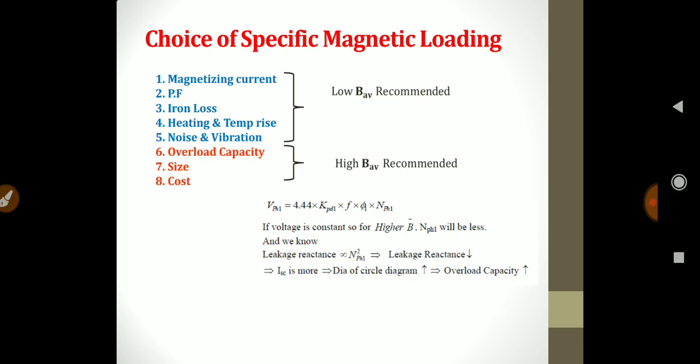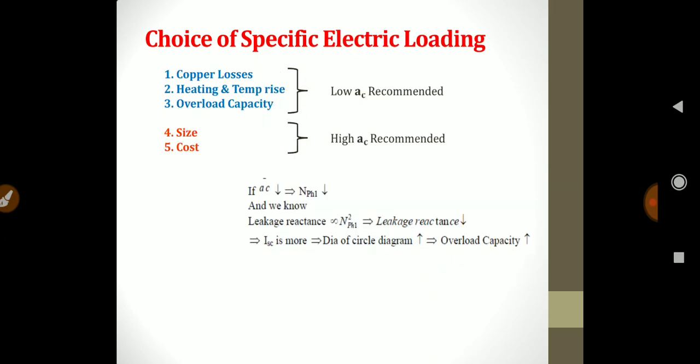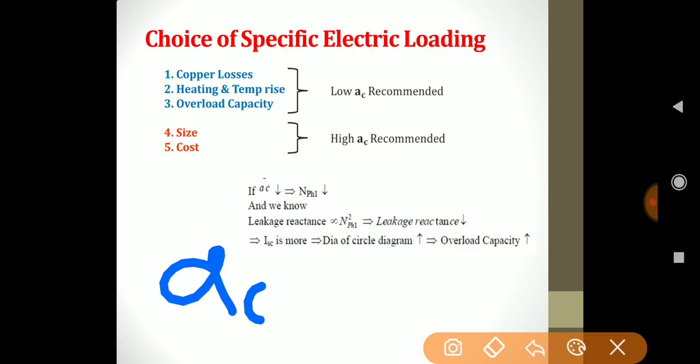Further, as per the contents, the last part of the contents is choice of specific electric loading. Specific electric loading, if you remember, is represented with AC, and it is more or less similar to current density, as it has ampere conductors per unit length. Hence, while deciding the value of AC, what are the factors? There are 5 factors, those are mentioned.